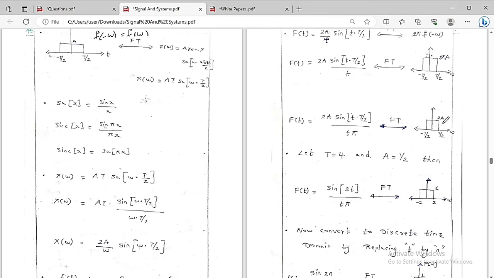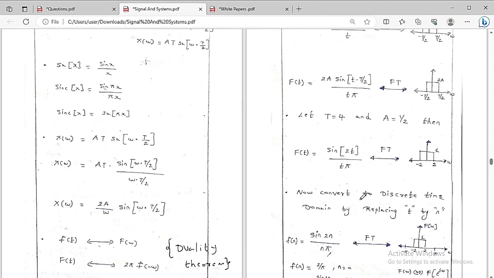As you know, A is equal to half, and 2 into half is nothing but 1. T is equal to 4, so 4 by 2 is nothing but 2 here, and minus 4 by 2 is nothing but minus 2. So this is what we are going to get. For sine 2t by t pi, the Fourier transform is like this: a rectangular pulse of amplitude 1 from minus 2 to plus 2 in the frequency domain omega.